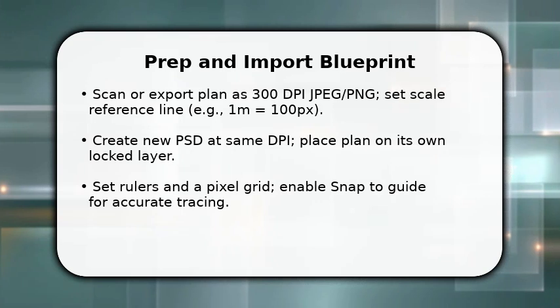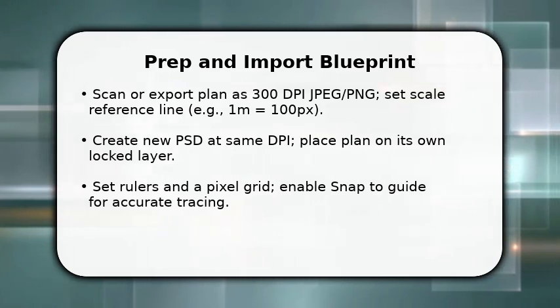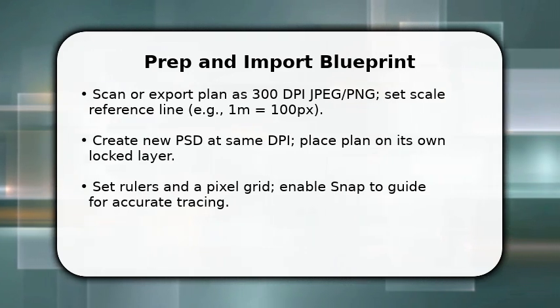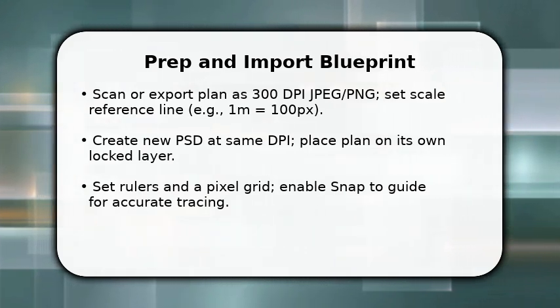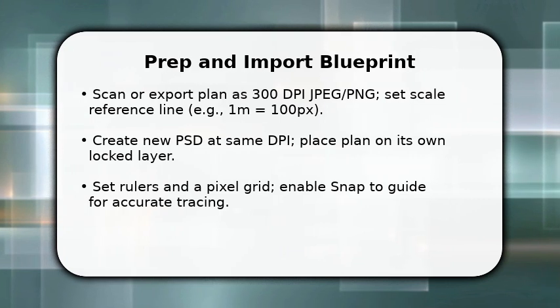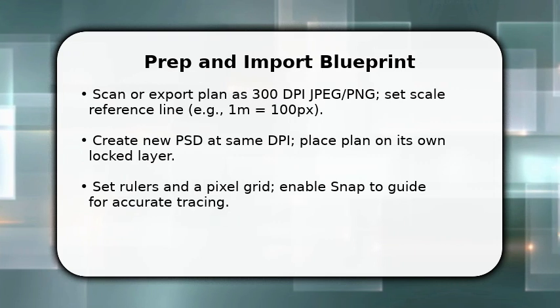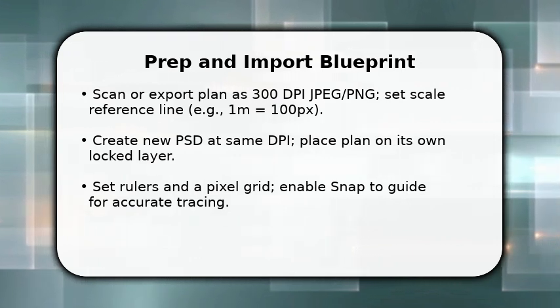You start by importing a clean, high-resolution image so pixels match real dimensions. Open Photoshop and create a new file at 300 dpi. Place the scan plan on a locked layer, then draw a scale line, for example, mark 1 meter as 100 pixels, so measurements stay accurate.